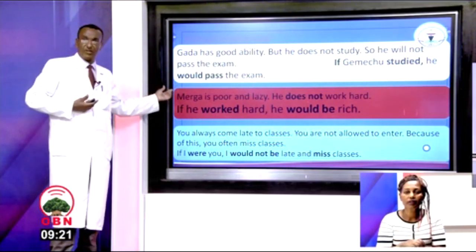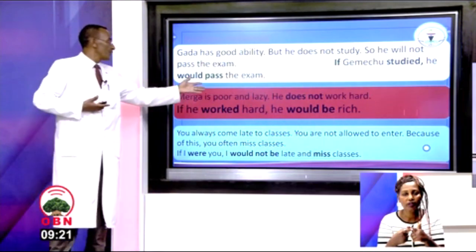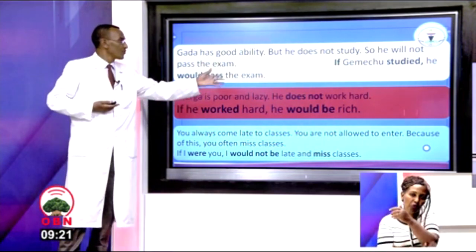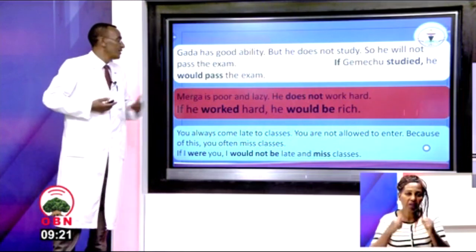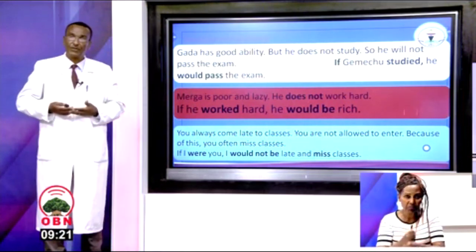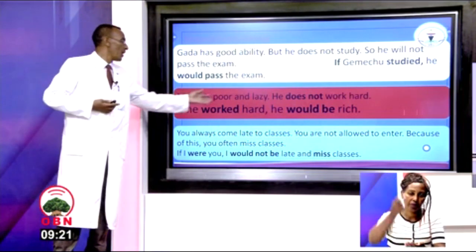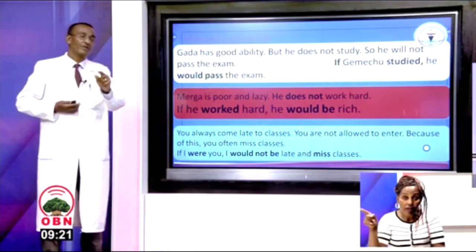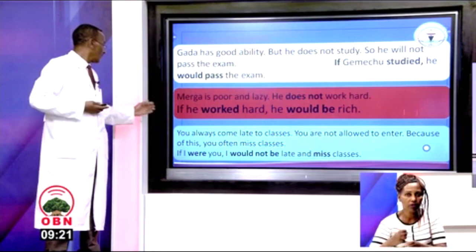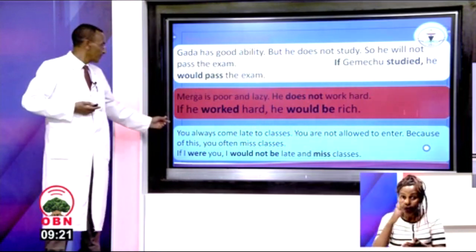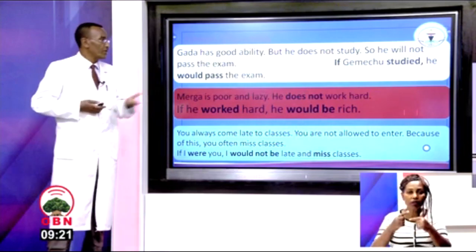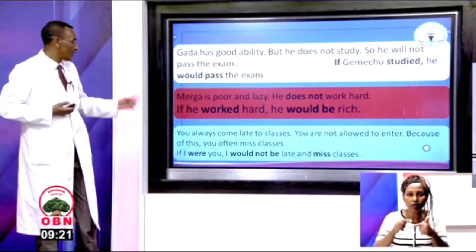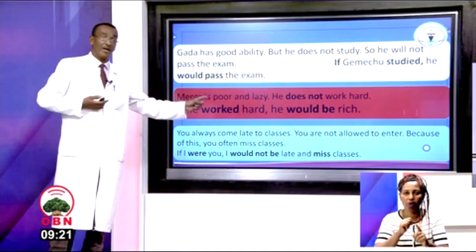A second situation. Marga is poor and lazy. He does not work hard. If he worked hard, he would be rich. Look at the third scenario. You always come late to classes. You are not allowed to enter. Because of this, you often miss classes.